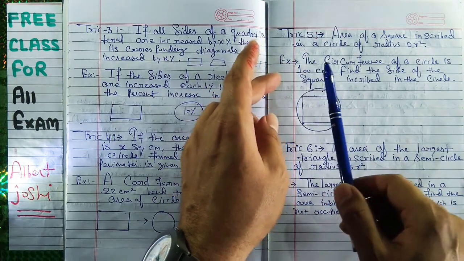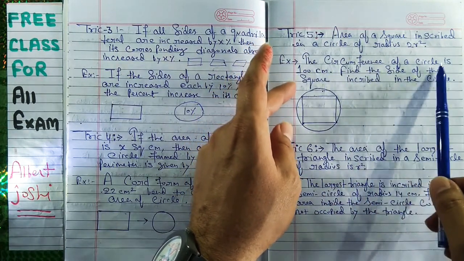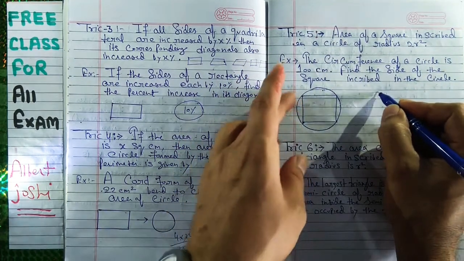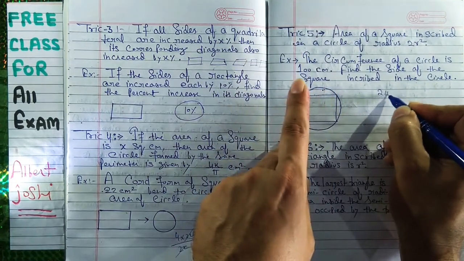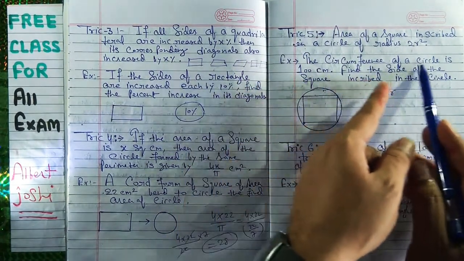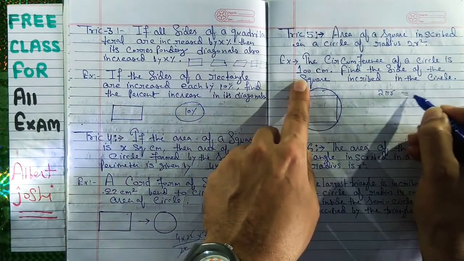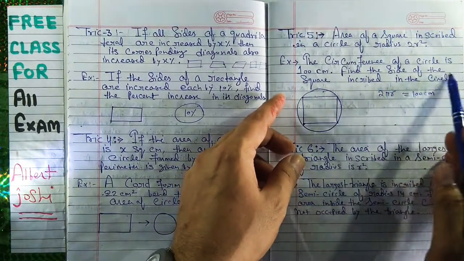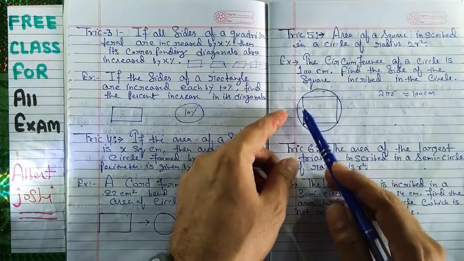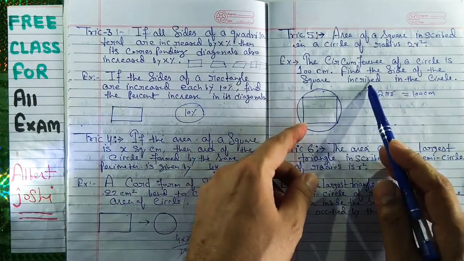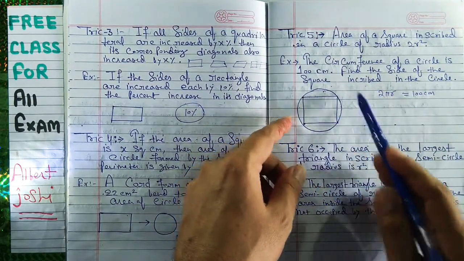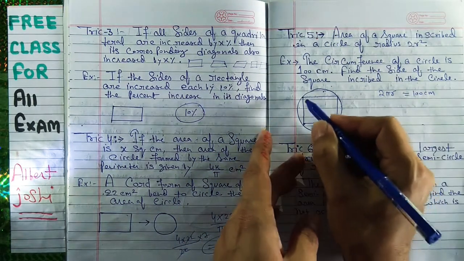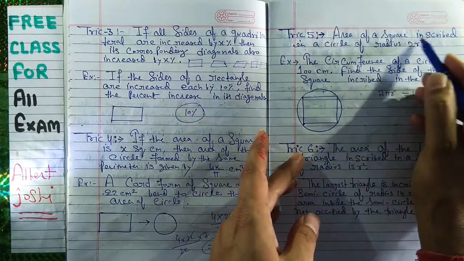The example is the circumference of a circle. If you have a circle, what is the meaning of circumference? The perimeter of the circle. So this is 2 pi r. The circumference of a circle is 100 centimeter. Now find the side of a square inscribed in the circle, inside the circle. He is asking this.